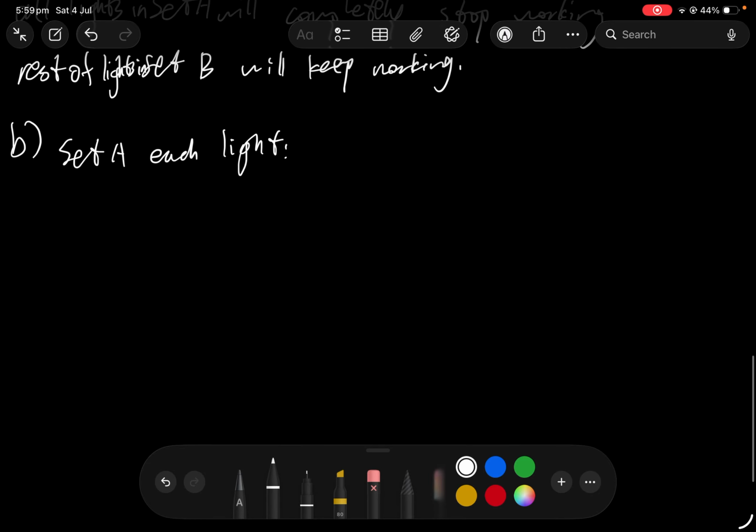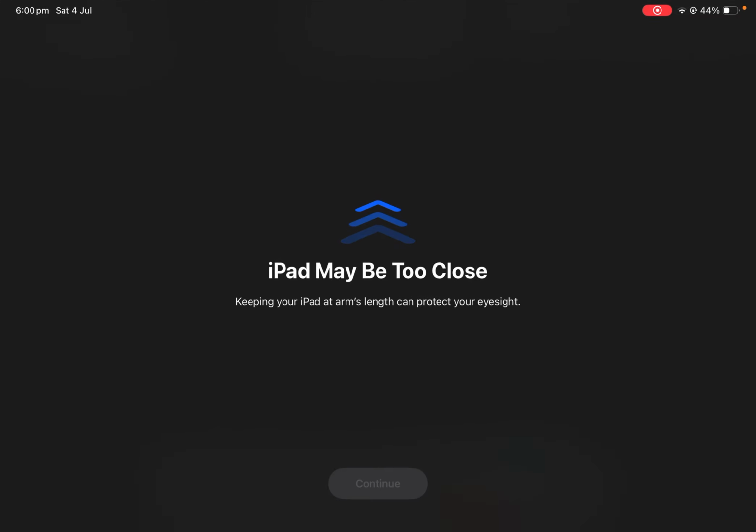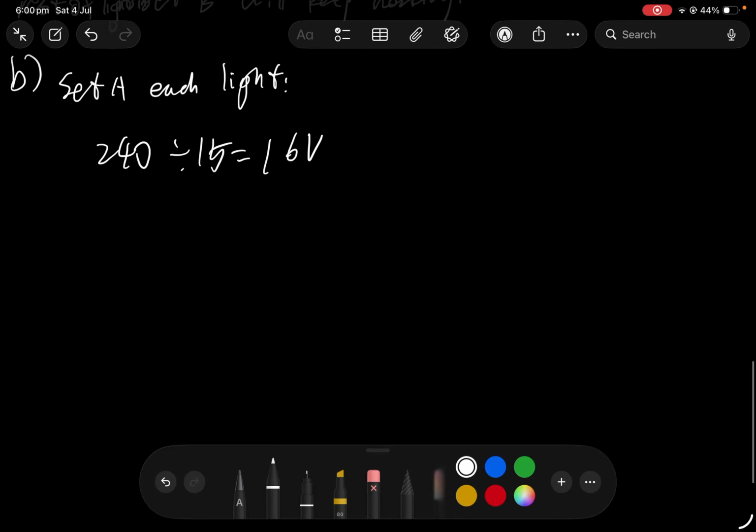We'll find the volts for each lamp. The volts given to each lamp in series is the same because the lamps are the same. So because it's 250 volts, it'll be 250 divided by 15 because it's 15 lamps, which equals 16 volts for each light.